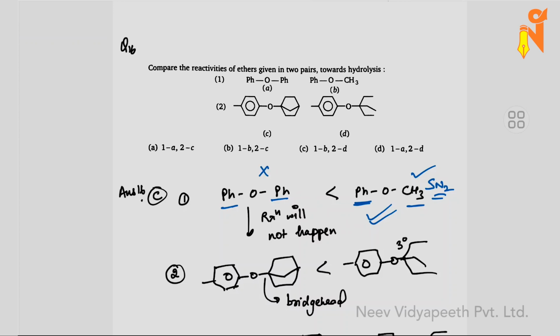Come to question number 2. In this case, the compound given is benzene. So on benzene neither SN1 nor SN2 can happen. On the other chain, there is a 3-degree structure which can go through SN1. And here is a bridgehead which is not capable of doing SN1 or SN2 effectively. Hence the second option would be faster in reactivity. So in the first case, out of A and B, B is faster. In the second case, out of C and D, D is faster. This is your option number C.